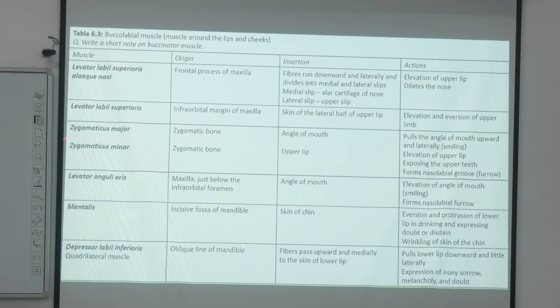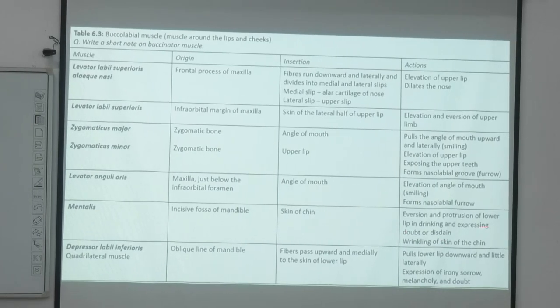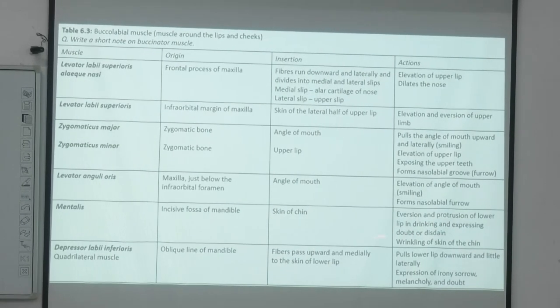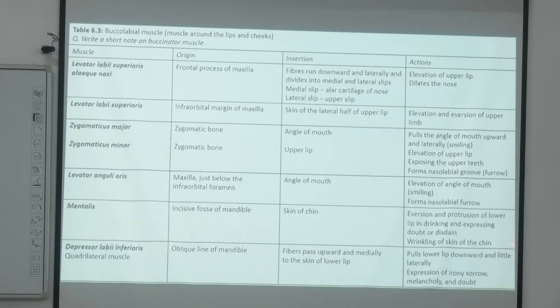Zygomaticus major and minor pull the angle of the mouth in smiling. They help in smiling, elevation of the upper lip, exposing the upper teeth, and form the nasolabial groove or furrow. Then levator anguli oris: elevation of the angle of the mouth in smiling, and forms the nasolabial furrow. Then depressor anguli oris: depression of the angle of the mouth, in drinking and expressing doubt or disdain. Mentalis: wrinkling of the skin of the chin. Depressor labii inferioris is a quadrilateral muscle.